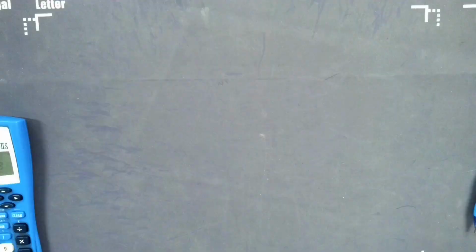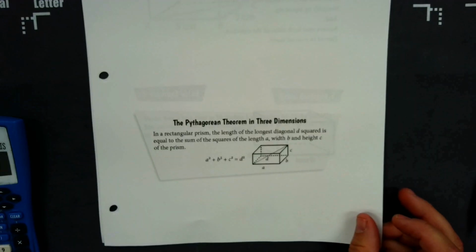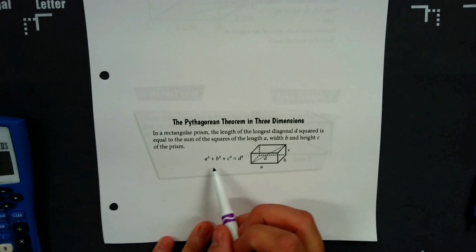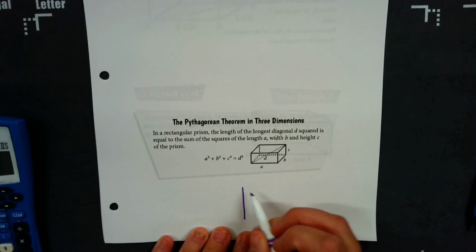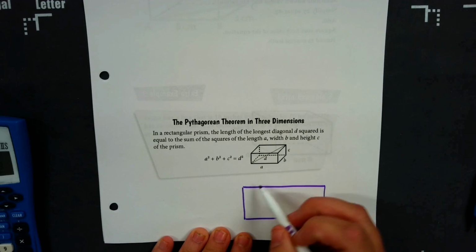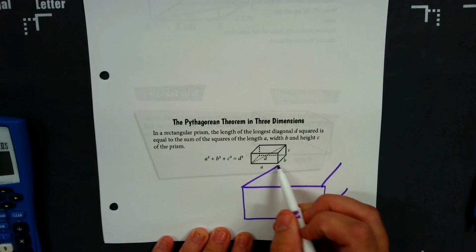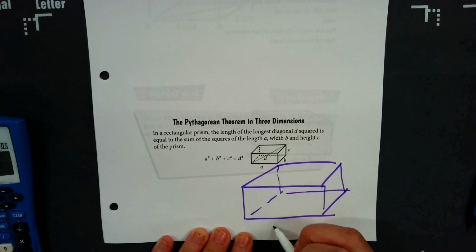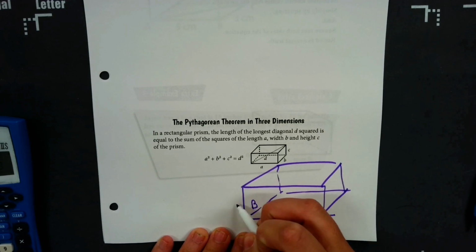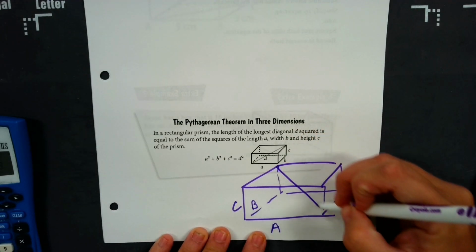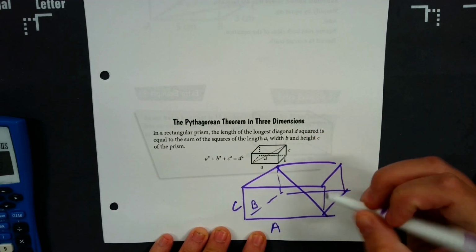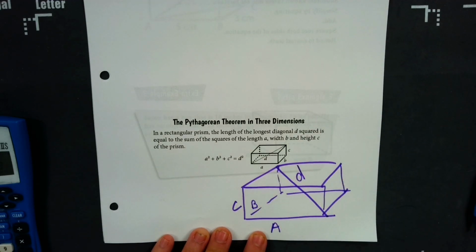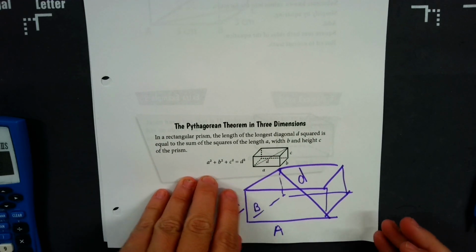Okay, I know there's another one, but we're going to skip down to the Pythagorean Theorem in 3 dimensions. Remember, when we have a 3D box, this is A, B, C, and then this diagonal going from the top of the box to the bottom of the box is D. All right, let's try some of these.